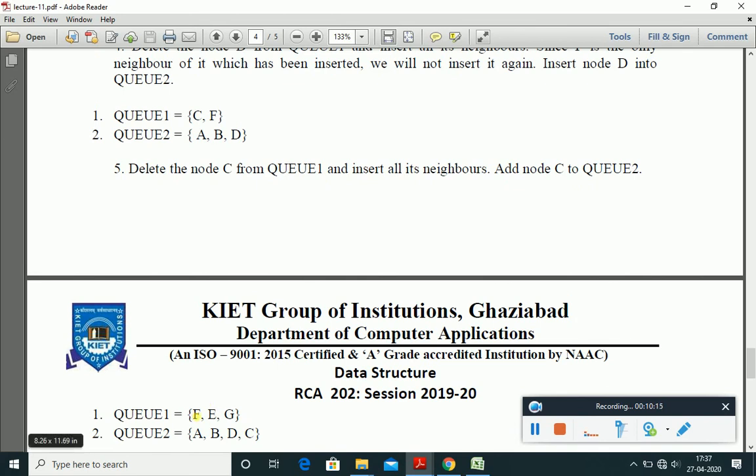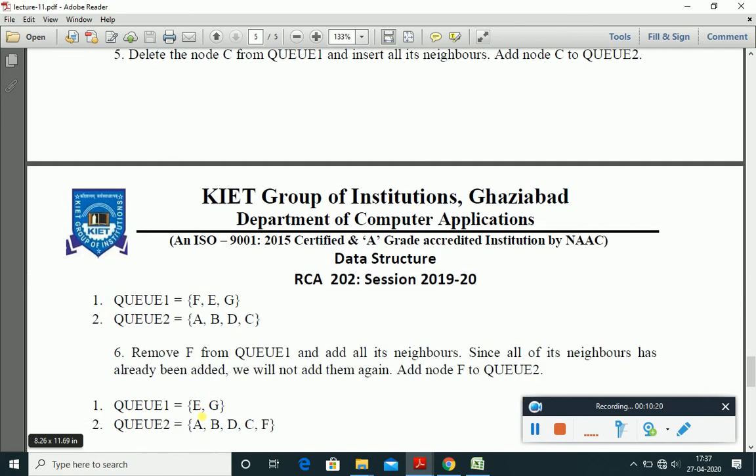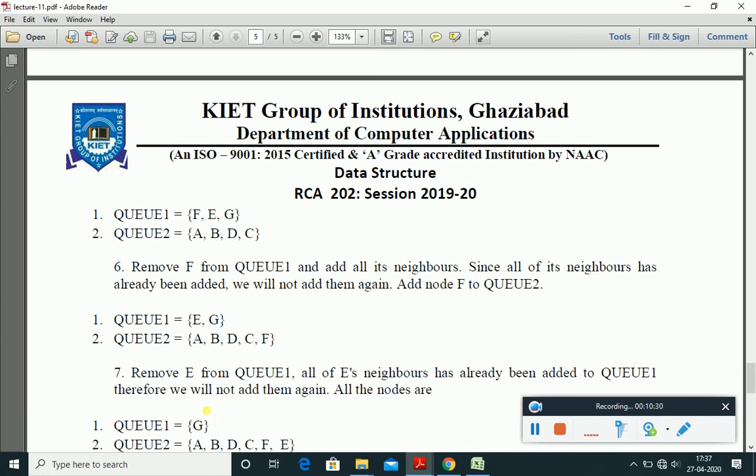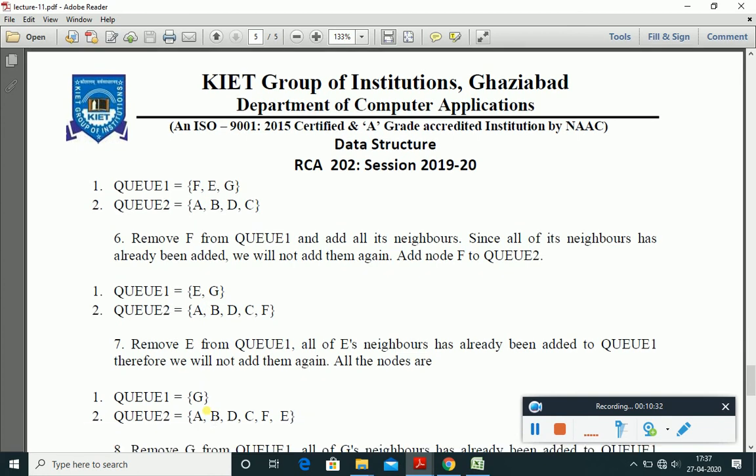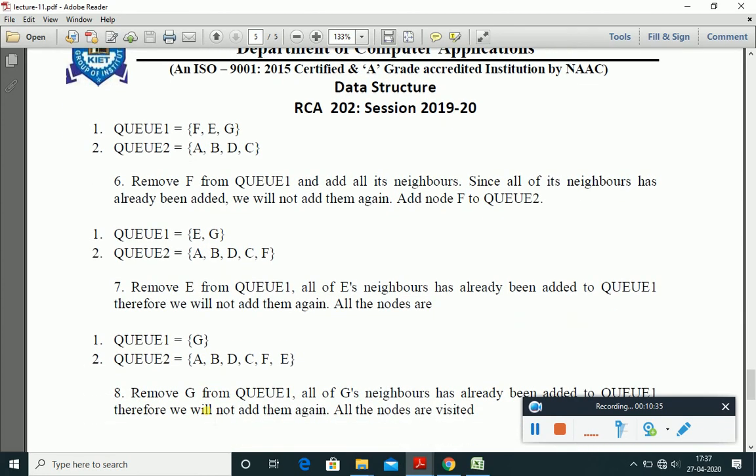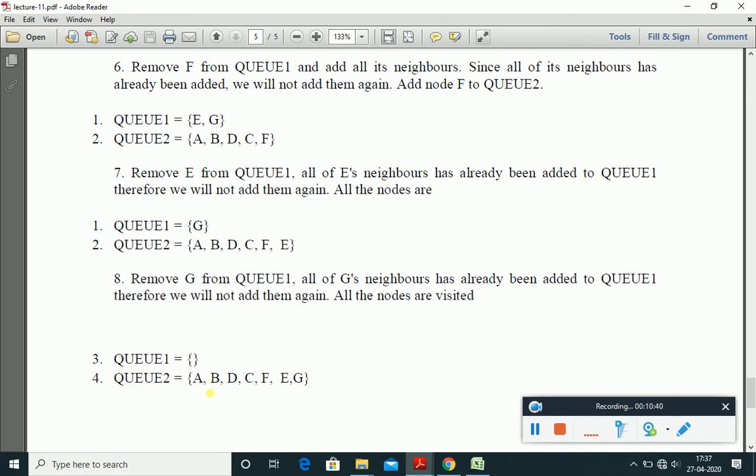Then we are taking F from the queue and finding its neighbors. As F has no neighbors which have not been discovered yet, now we are taking E from the queue and finding its neighbors. There is no such neighbor available. Then we are taking out G and finding its neighbors, and there are no such neighbors. So the final sequence that we have found after traversing the graph in breadth first search order is A, B, D, C, F, E, G.